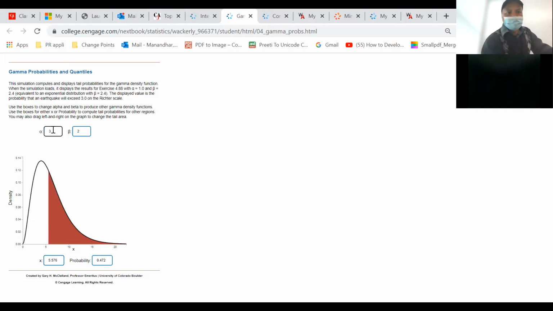Now, say let's put a 2 over here, okay? Alpha equals 3, and beta equals 1.2. Okay, now less than 1.2. Now, if you want the probability that x is larger than, let's say, 5. Okay, like this one, right?